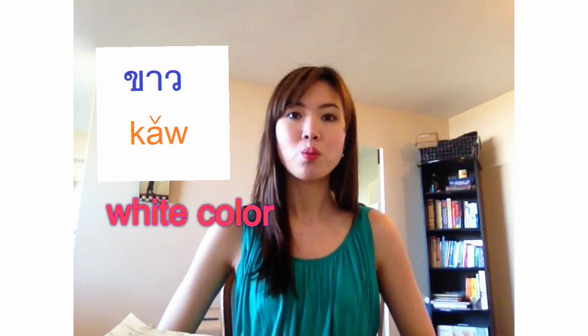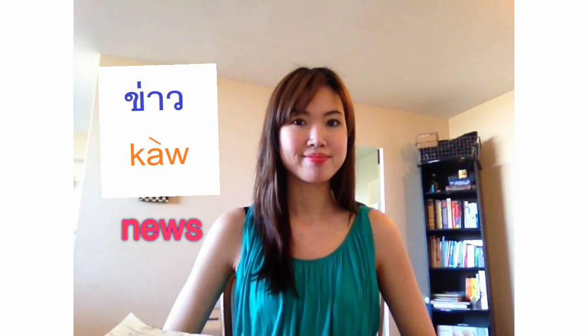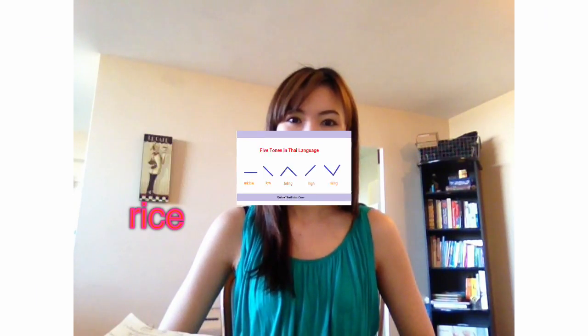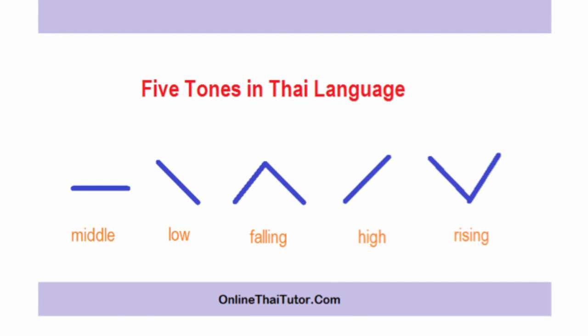Okay, the first word, khao, means white color. The second word, khao, means the news. And the last word, khao, means rice. As you can see, different tones make a different meaning.